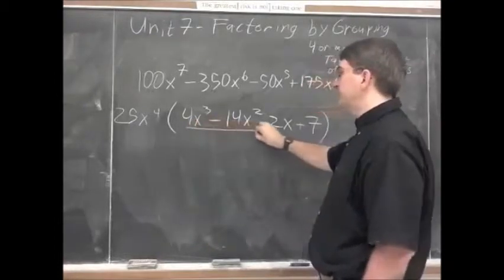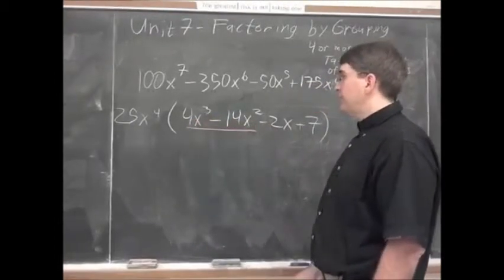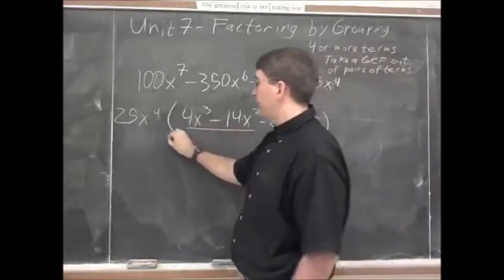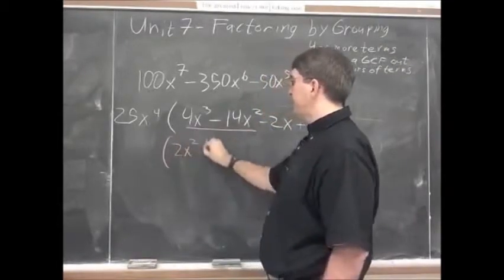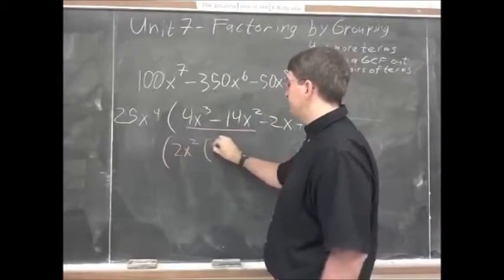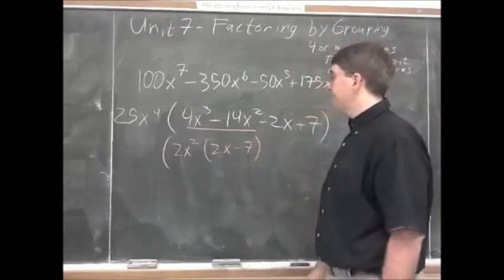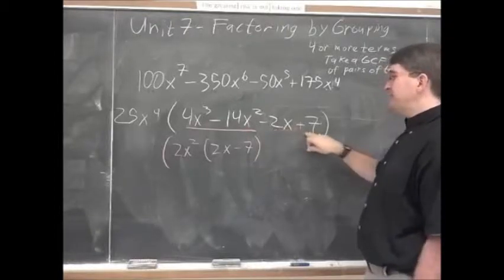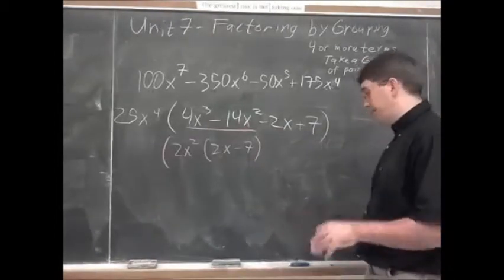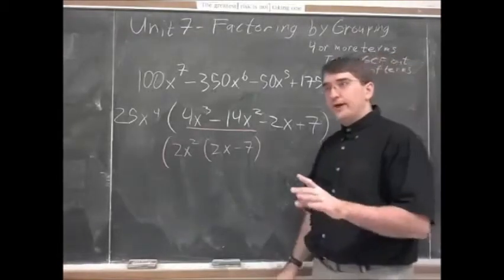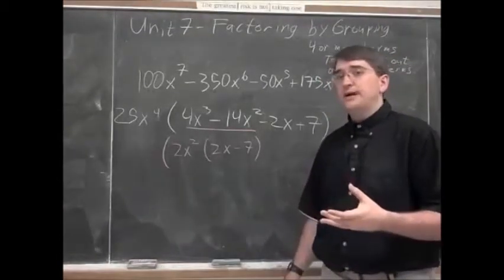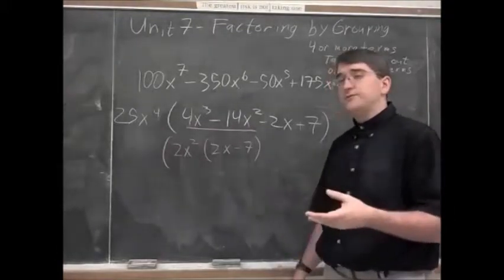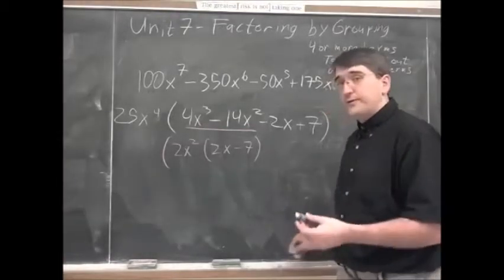4x cubed minus 14x squared. Well, I can take a 2 out of both the 4 and 14, and I can take an x squared. So that's going to give me 2x squared, and then that'll be 2x minus 7. Now we have negative 2x plus 7. Now, negative 2 and 7, they don't have a common factor. But remember that 1 is always a common factor. If that's the only thing that can be taken out, especially if you're trying to use factoring by grouping, then that may be the only thing that you can do.